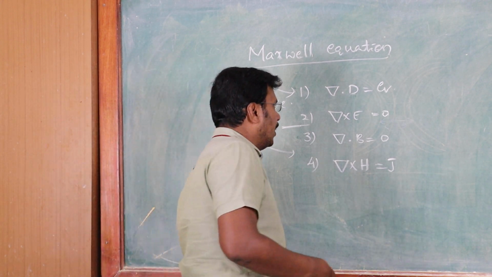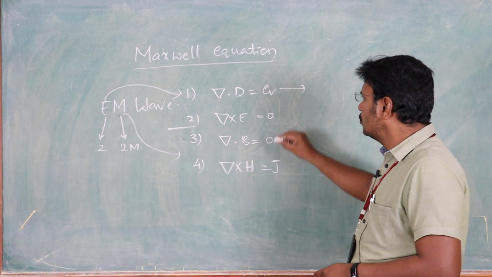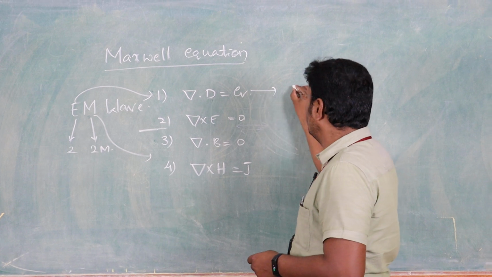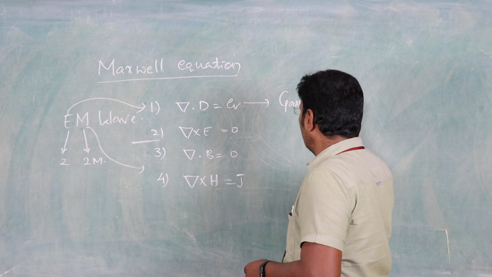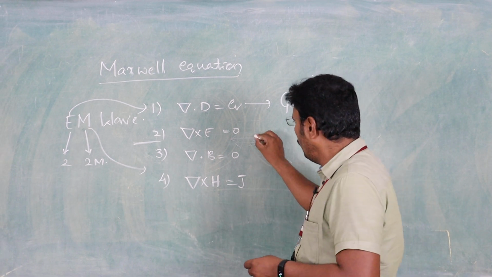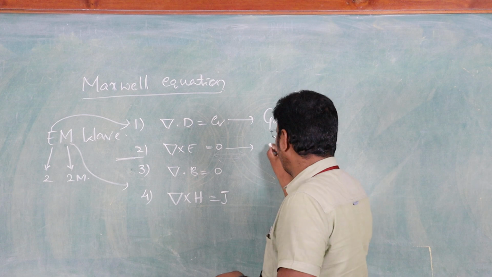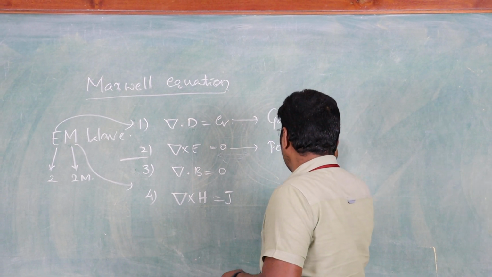First we have del dot D equals rho V. How do we derive this? It is based on the concept of Gauss law. Next, how do we derive del cross E equals 0? That is from the potential concept, that is electric potential.